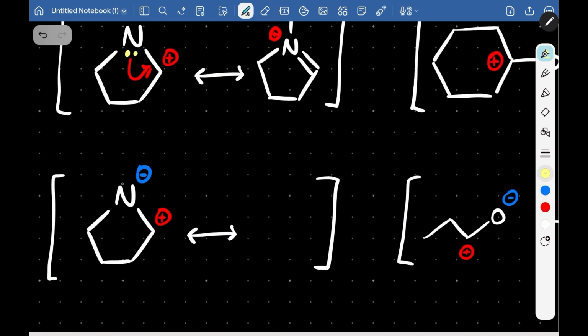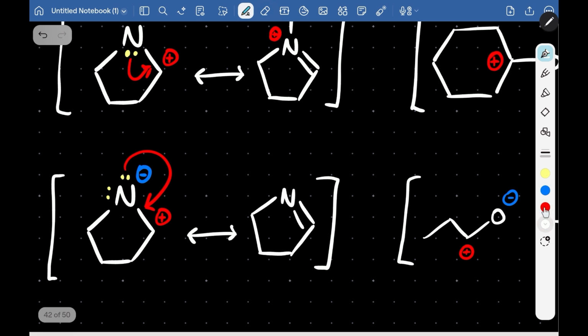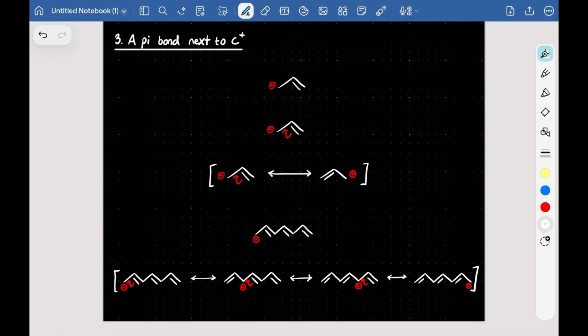Okay, so it has a negative charge, that means it has 2 lone pairs. And then one of the lone pairs just jumps on here, jumps right here. Okay, number 3, a pi bond next to a positive charge carbon. And these cases are very easy to see, like the example right here. We only need 1 arrow, so going from the pi bond to form a new pi bond.